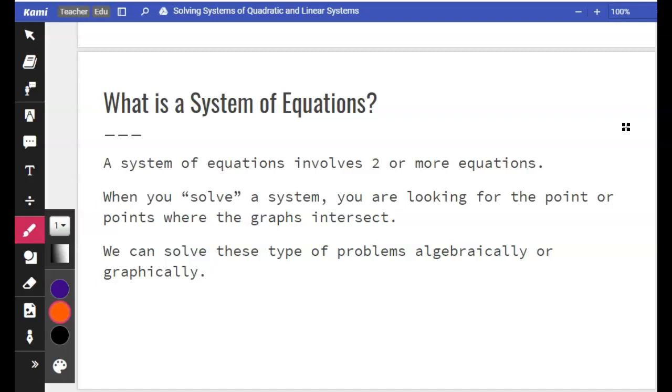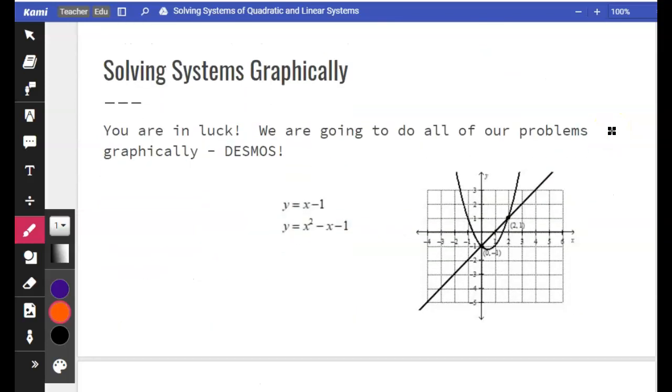And when you solve a system, you are looking for the point or points where the graphs intersect. So those are called the graph solutions, the points they have in common. So we can solve these types of problems algebraically or graphically. And like I said, for our purposes in this virtual environment, we are going to do this graphically only. So again, you're in luck. We're going to do all of our problems graphically with Desmos.